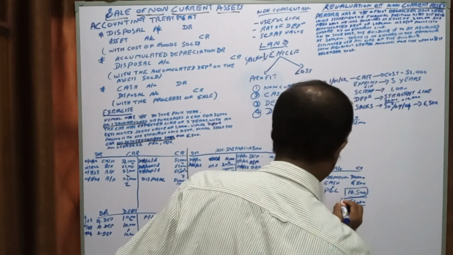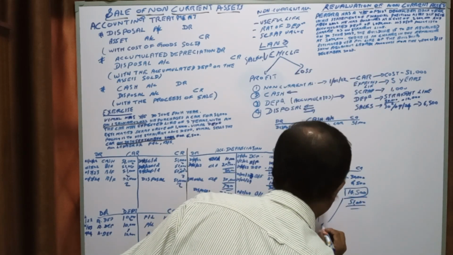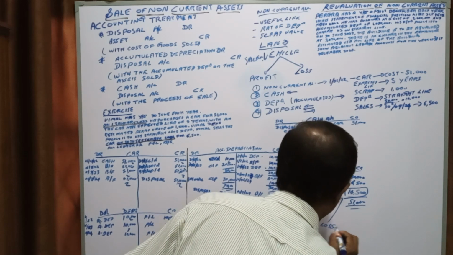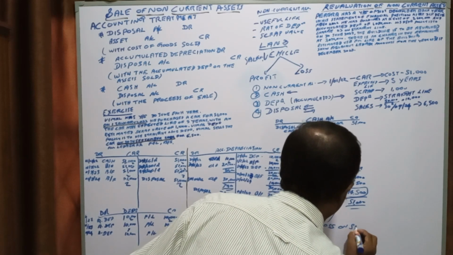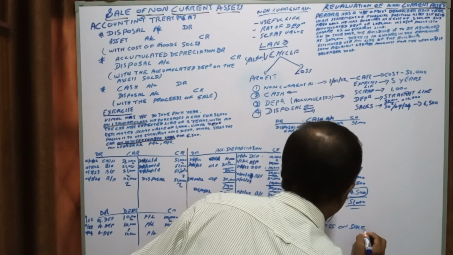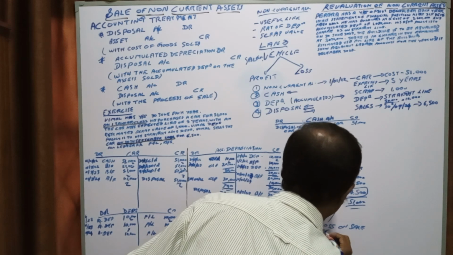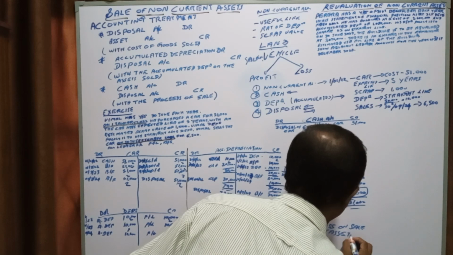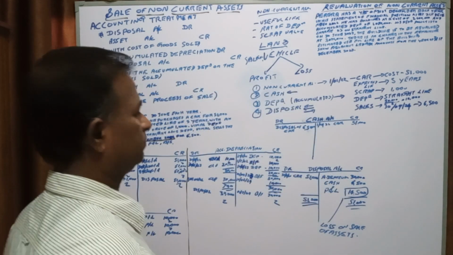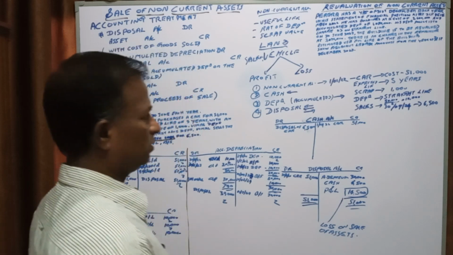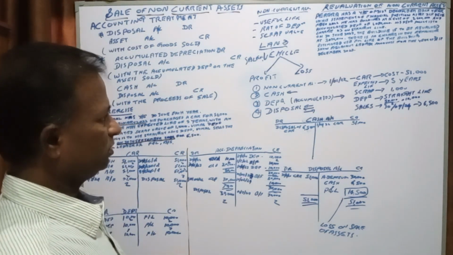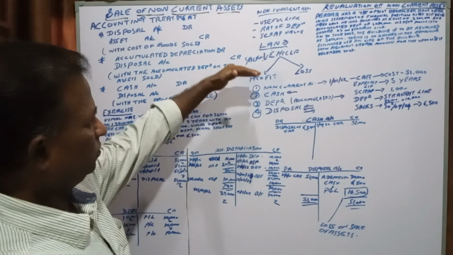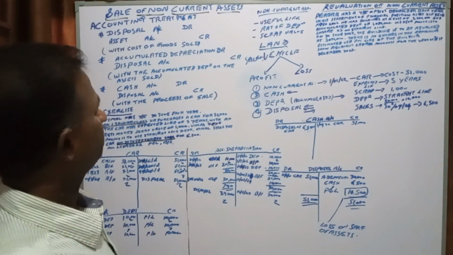Loss on sale of assets. It is car. We incurred a loss. So have you understood how we make the entries?